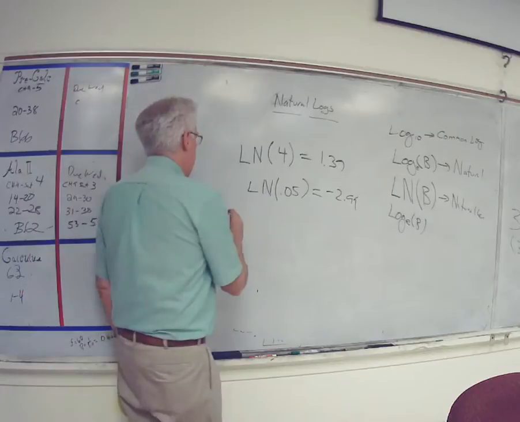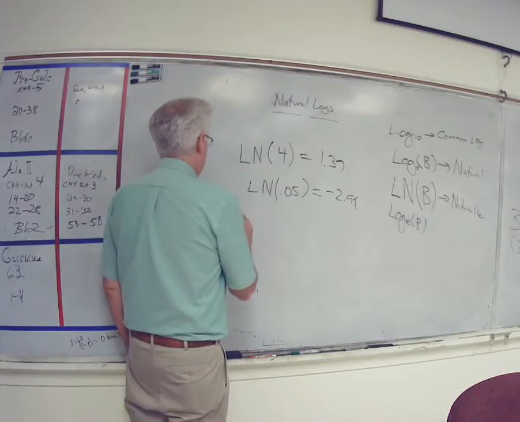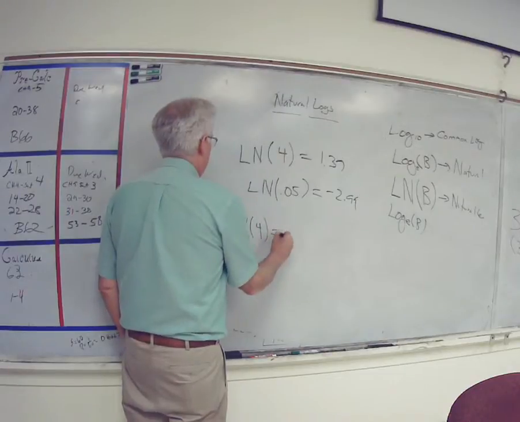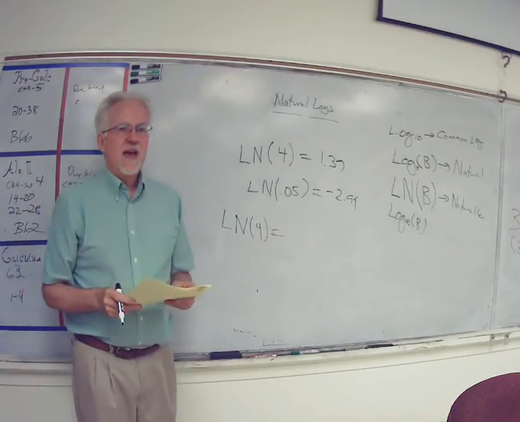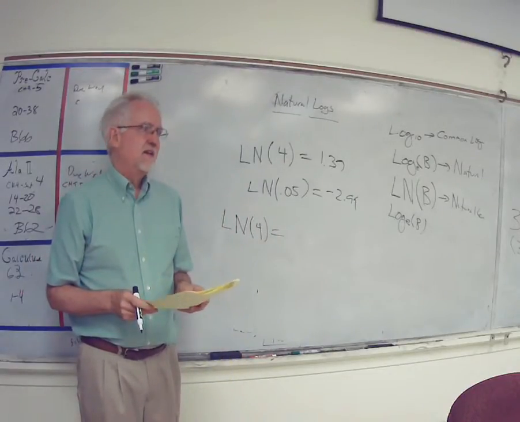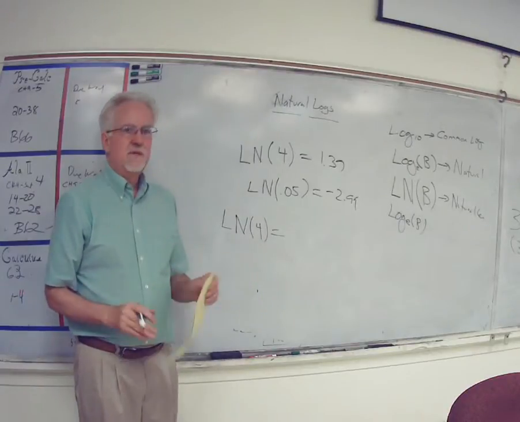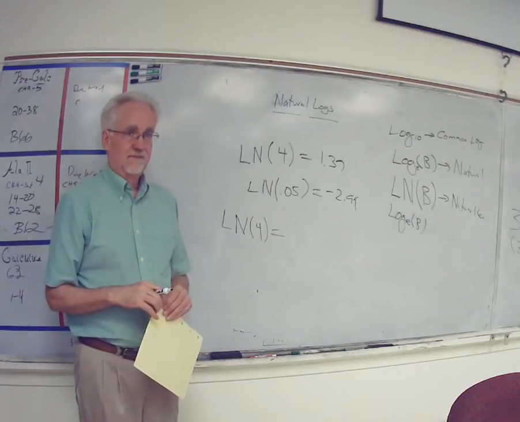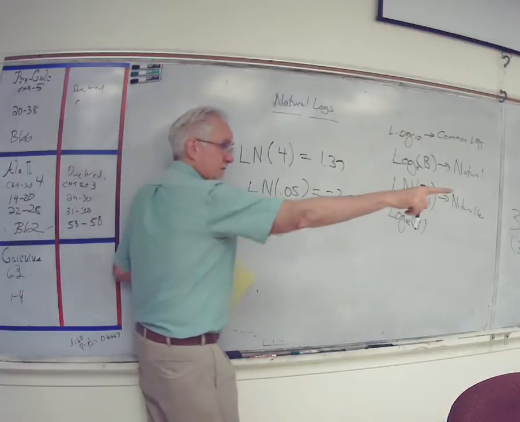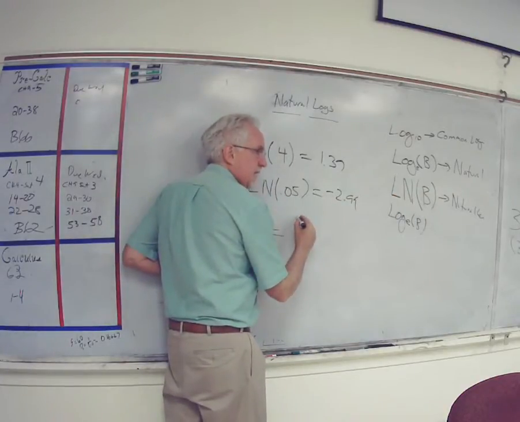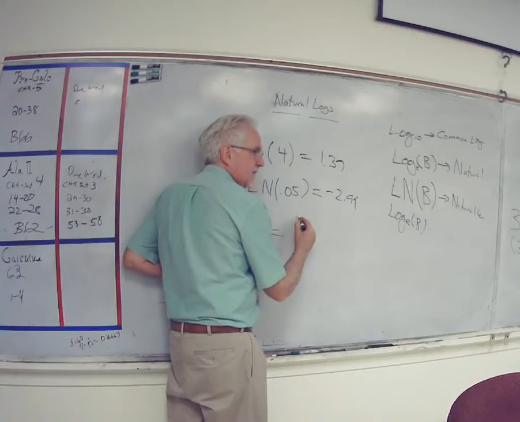Okay, let me ask you something. ln of 4. How would you do that without using the ln button? How would you do that with the log button? Oh, Mario, tell me, it's what? Say it out loud. You want to get the right one on top, right? Change of base. Yeah. So tell me what's on top.